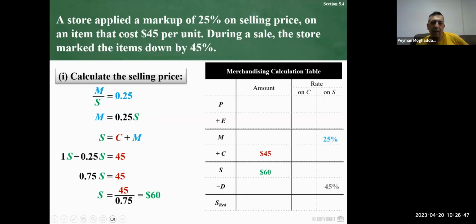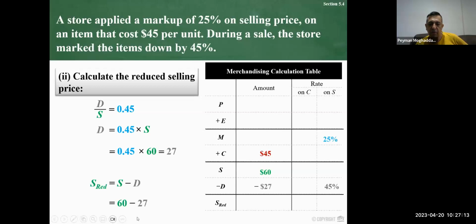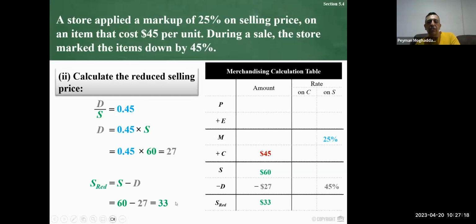And now that we calculated the selling price, calculate the reduced selling price. You have 45% markdown. So 45% of the selling price is going to be marked down. So markdown is going to be 0.45 multiplied by 60, which we already calculated in the last one. So it's going to be $27 markdown. And now reduced selling price is going to be selling price 60 minus D, which is the markdown. It's going to be 60 minus 27, which is going to be $33. Okay, so $33 is going to be reduced selling price for the item.